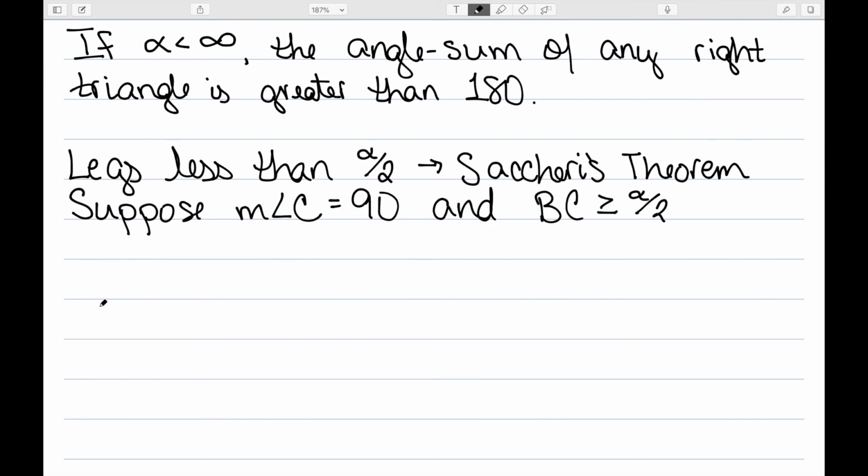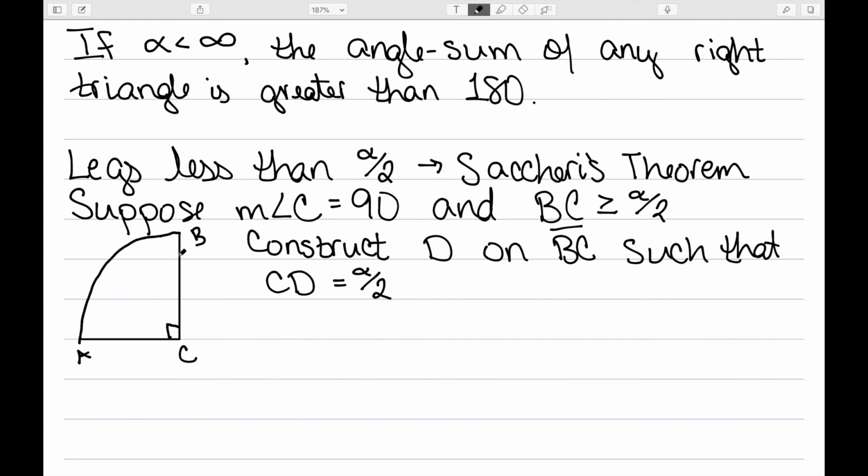In this case, I'm going to assume I have my triangle. I'm going to assume the measure of angle C is my 90-degree angle. I know one of them has to be. And I'm going to assume that the leg BC is greater than or equal to alpha over 2. It could be that we have both of them, but at the very least we need one, since we've already proven the case that neither work.